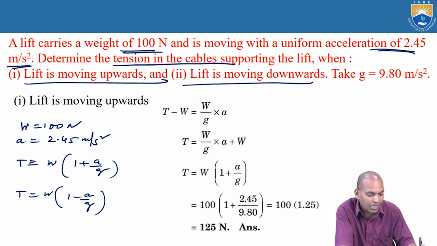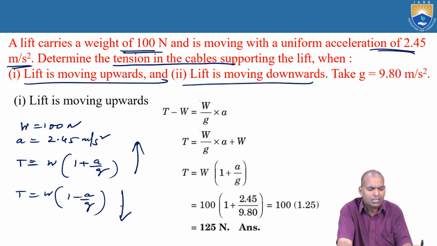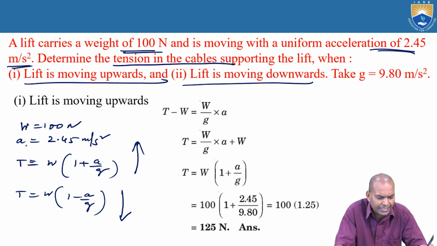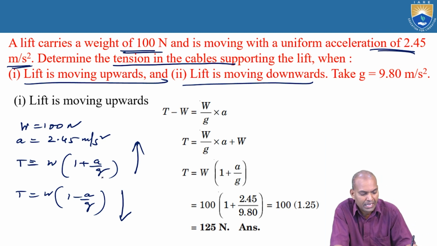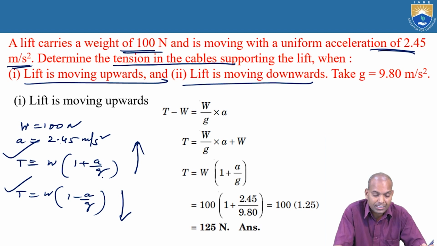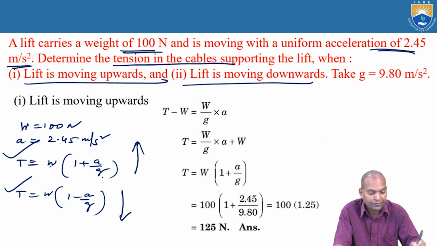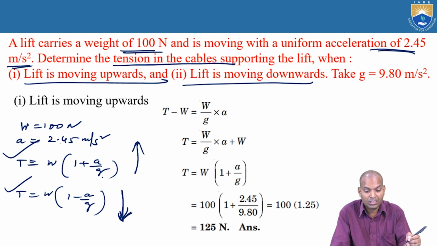T equals W times (1 plus a by g) when the lift is moving upwards, and T equals W times (1 minus a by g) when the lift is moving downwards. Here we can directly substitute W, since we need the tension in the cable. For the first case, upwards, substitute the value of W, g as 9.8, and a equal to 2.45 meters per square second. Similarly, if you plug the values of weight and acceleration into the second equation, you will get the tension in the cable when the lift is moving downwards.